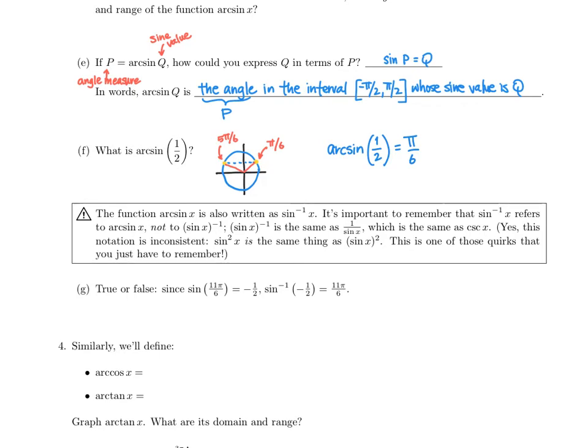Now, a little note about notation. The function arc sine can also be written like this, where you write a superscript -1 in between sine and x.